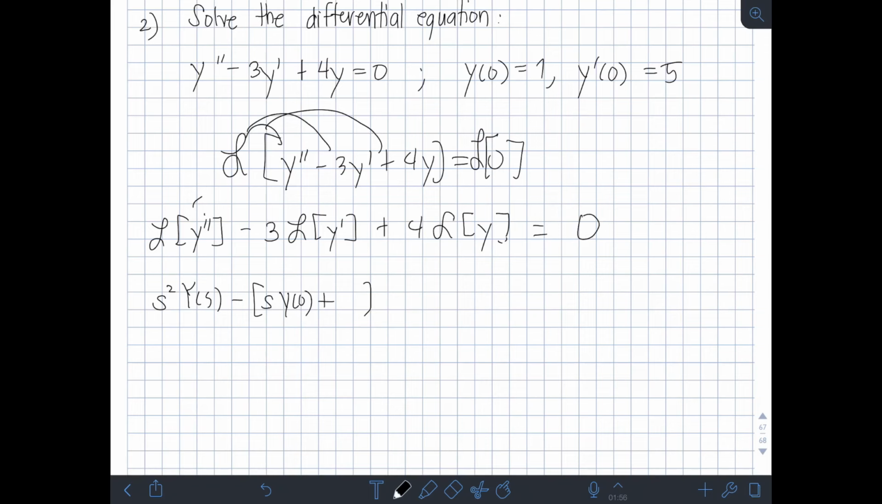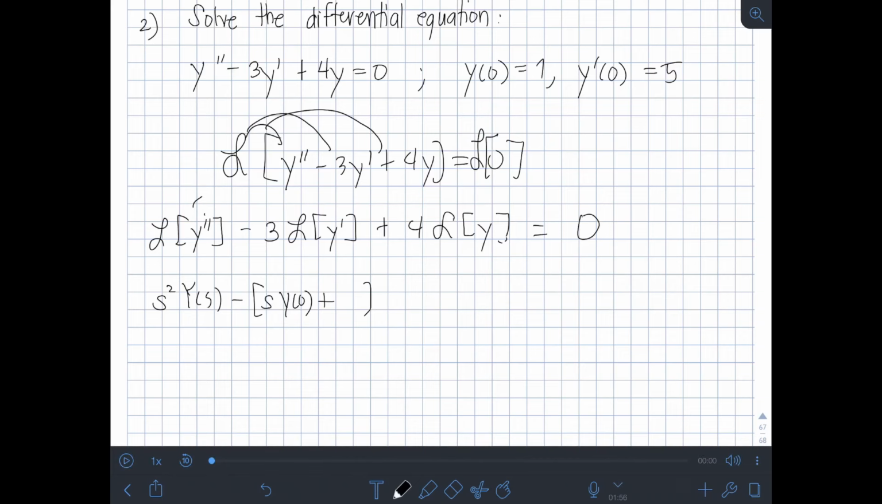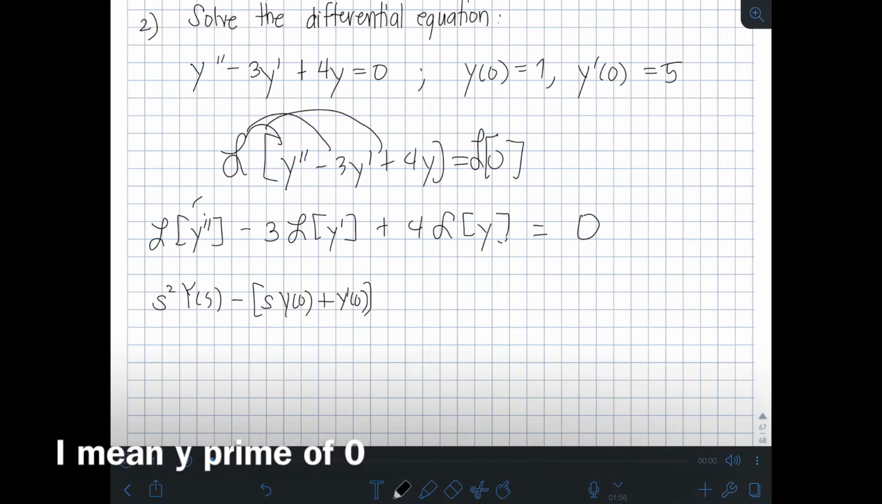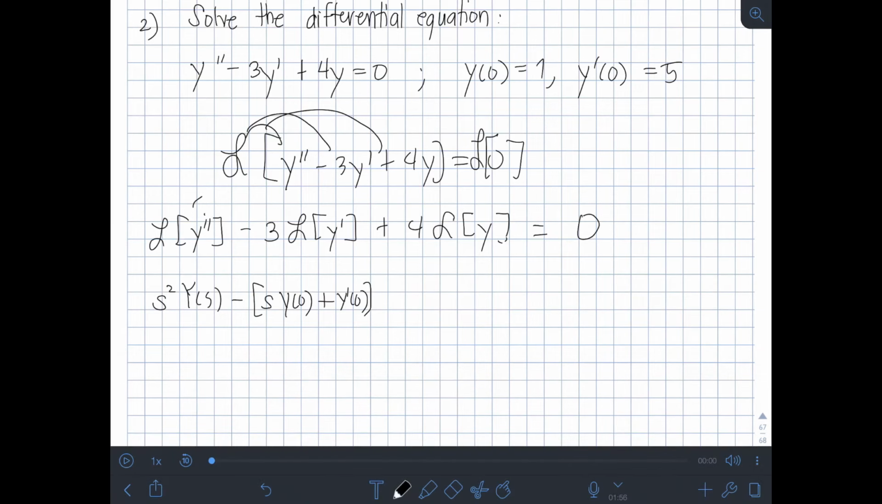Plus, yung degree uli ng s, bawasan natin ng isa, sa magiging s raised to 0 or 1 na lang, times first derivative ng y evaluated at 0. So, y double prime at 0. Okay? Minus, itong 3, Laplace transform of y prime. So, therefore, first derivative lang tayo, so mag-start tayo sa s. Then, multiply sa Laplace transform ng y. So, y of s, right?